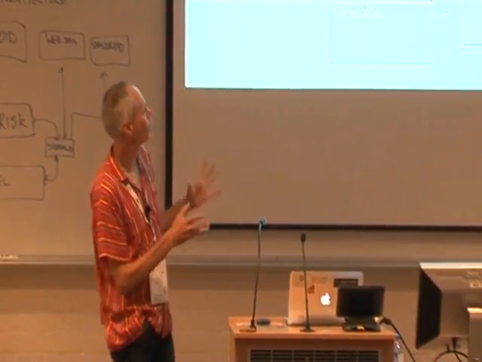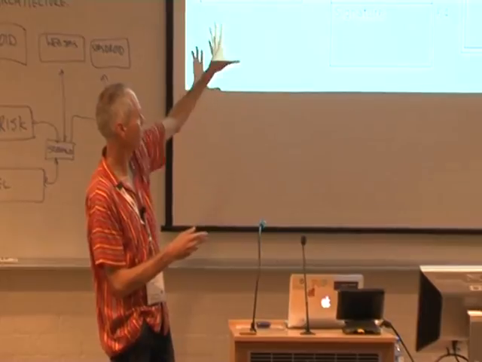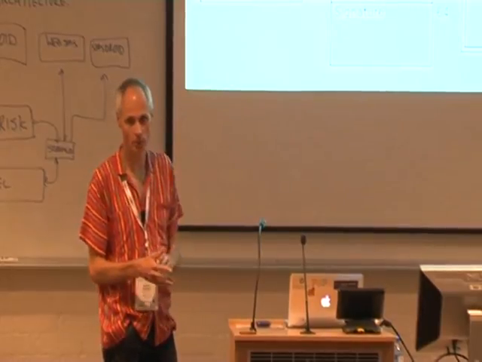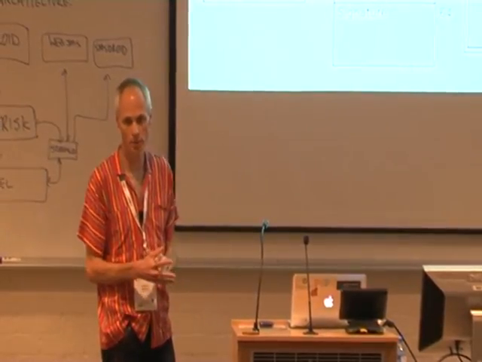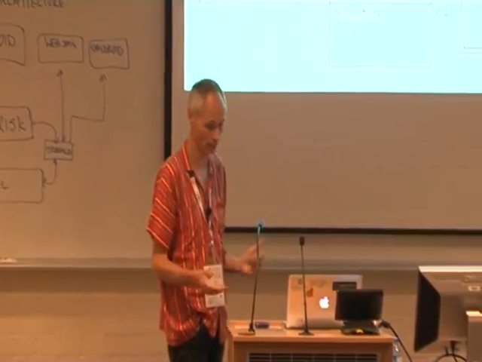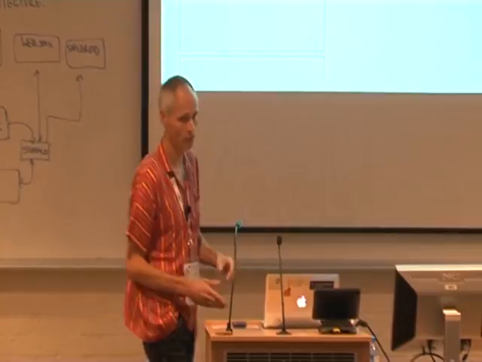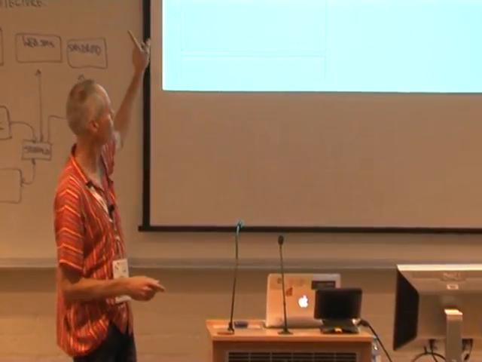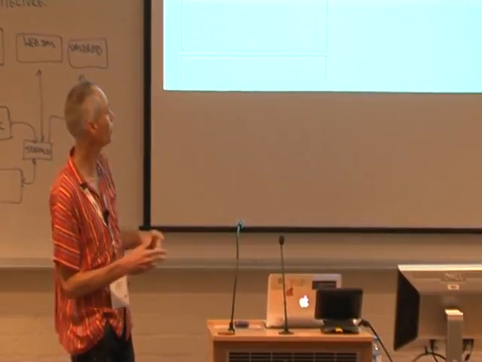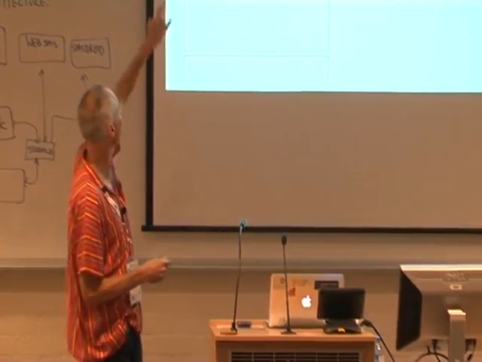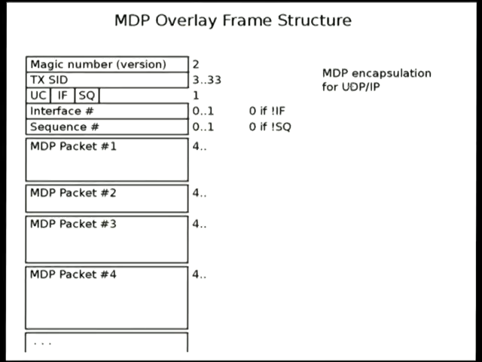So at the moment, our MDP is only carried over internet. So what we've done is we've layered it on top of UDP, on top of IP. At the moment, in future we'll be doing it a different way. The way we do that is that we fill up a UDP packet with as many of those MDP packets as possible in what we call an MDP overlay frame, which basically contains a bunch of stuff at the beginning and then just a whole bunch of concatenated packets.